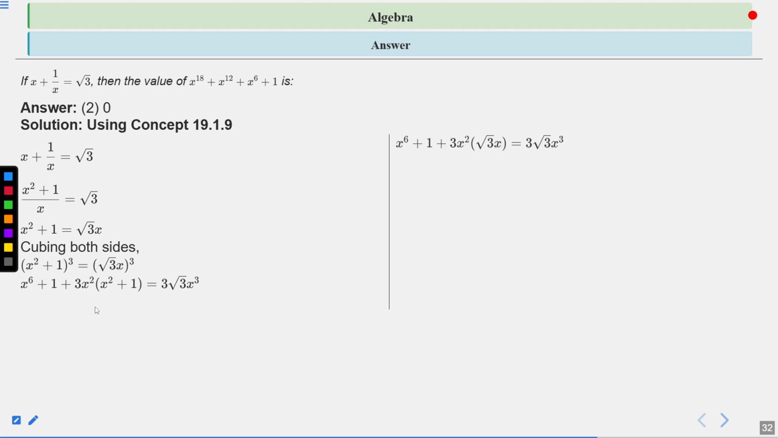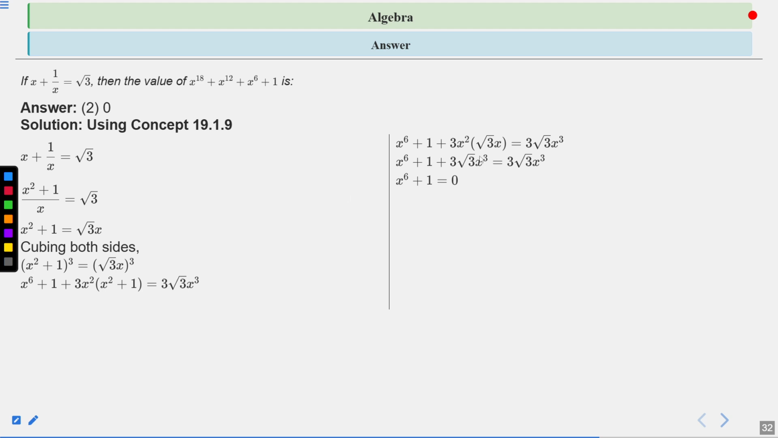Now when we simplify it, we get x to the power 6 plus 1 plus 3x square into root 3x, which becomes 3 root 3x cube. Now when you simplify it, we get x to the power 6 plus 1 plus 3 root 3x cube. When we multiply it, it will become 3 root 3x cube, which is equal to 3 root 3x cube.